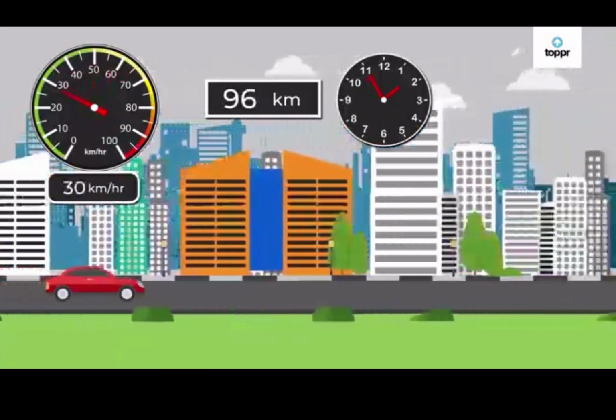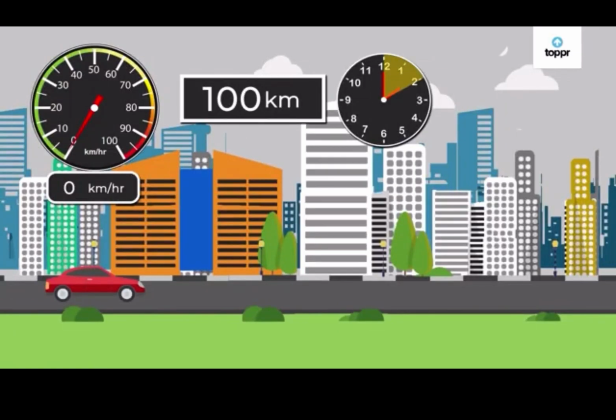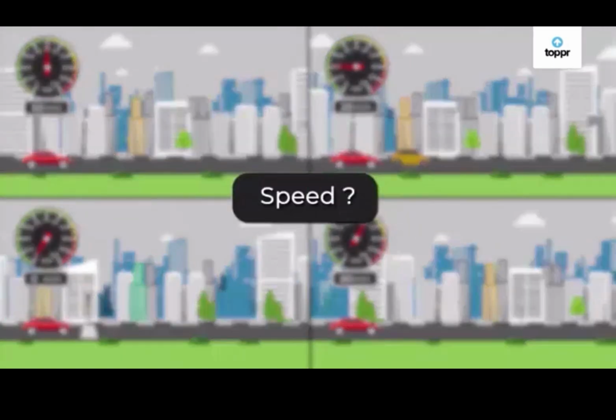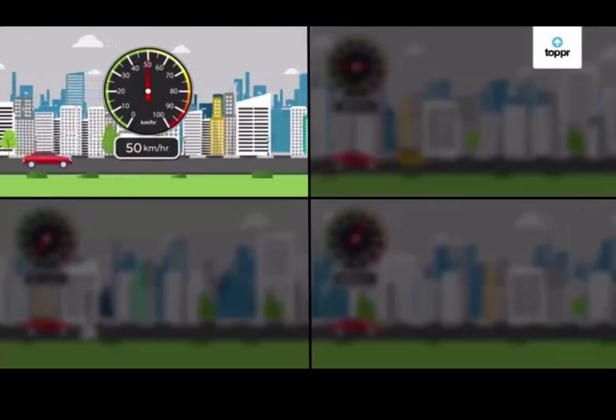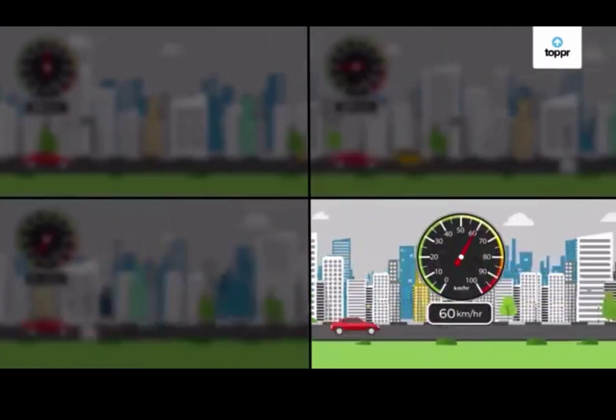So somehow he managed to reach his destination on time. That is, he travelled 100 kilometers in 2 hours. But we saw that his speed was different at different places throughout the entire journey. So what can you say about Rohan's speed? Is it 50 kilometers per hour, or 20 kilometers per hour, or 0 kilometers per hour, or 60 kilometers per hour? Don't get confused. In real life, we rarely find objects moving with a constant speed for a long duration.